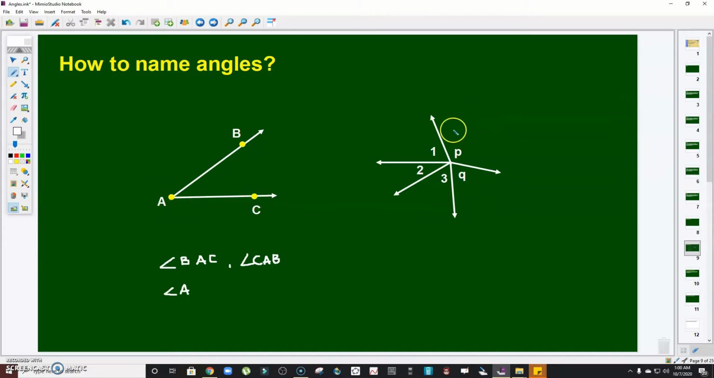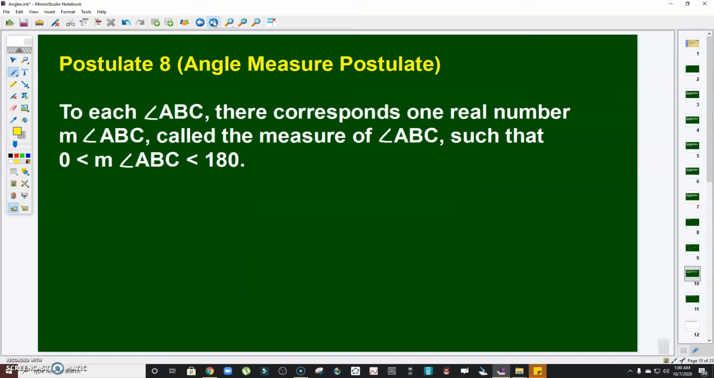On the other hand, with this type of angle, you can call this angle 1, this angle 2, angle 3, angle Q, and angle P. You can call it like that. Clear? Now, postulate number 8.